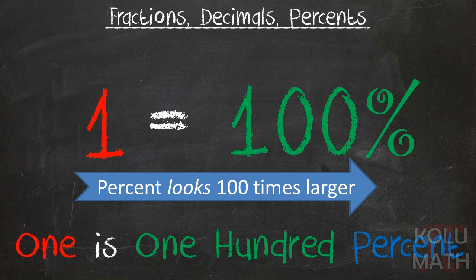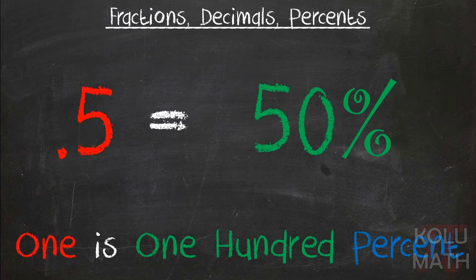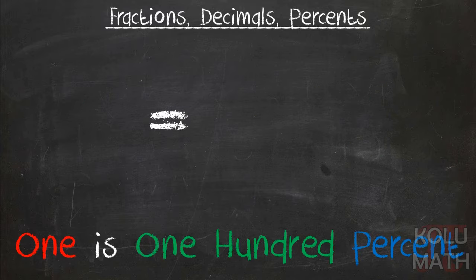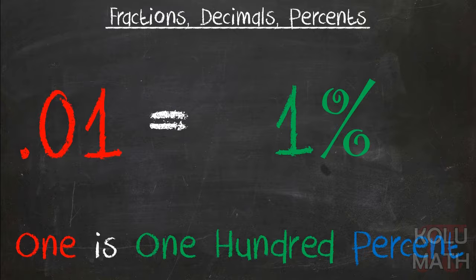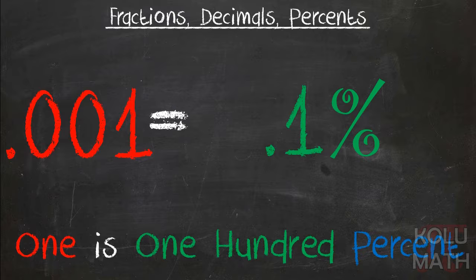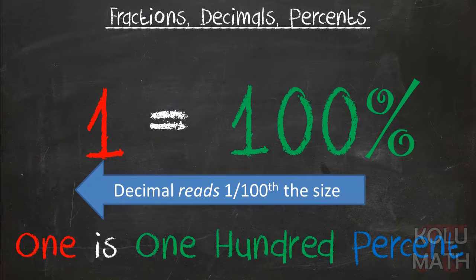What about if we have something smaller than 100%, say 50%? Well, that converts to 0.5 as a decimal. 20%, 0.2 as a decimal. 1%, 0.01 as a decimal. 0.1%, 0.001 as a decimal. Remember, the decimal is going to read as 1/100th of the size, but they equal the same value. It just looks different because of that percent at the end. The percent essentially says, psst, I multiplied this number by 100. Really, seriously, that's all it really does.